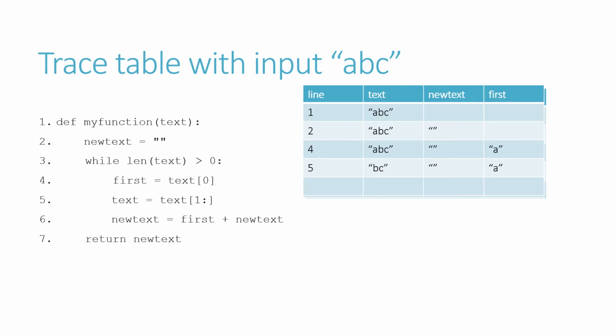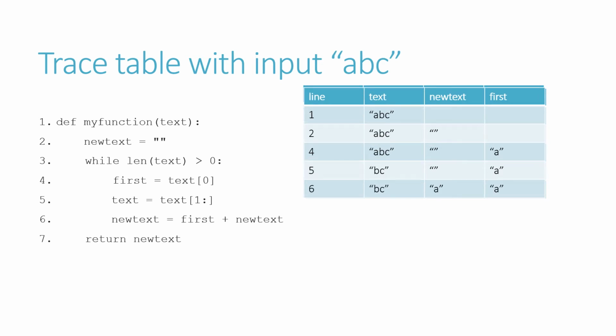And one final line to look at for now. Line 6, new text is made from the character first plus the old value of new text, which is an empty string. So A plus an empty string, so it's just the letter A. We now go back up to the top of the loop to line 3. Line 3 is still true because the length of text is greater than 0, and so we're going to continue. So see if you can finish that trace table. I'll show you the completed trace table in a moment or two.